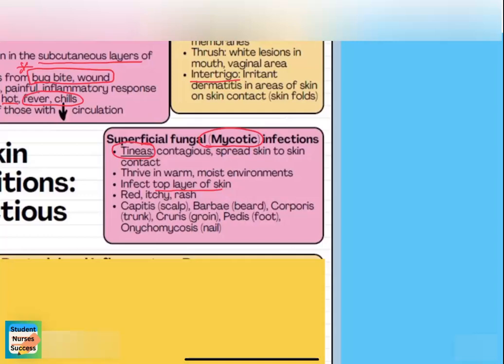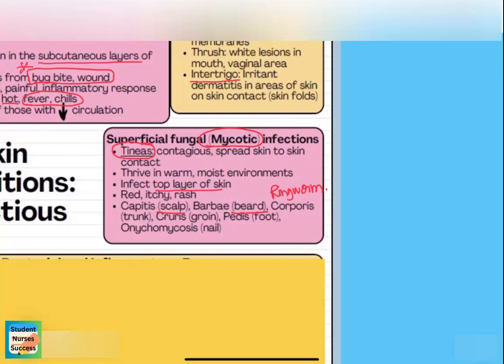And we call them different things depending on where they're located. So, tinea capitis would be on the scalp, and sometimes we refer to that as ringworm of the scalp. Tinea barbae, maybe in the beard area on the face. Tinea corporis is on the trunk, and we often call this ringworm. Tinea cruris is in the groin, or it's sometimes called jock itch. Tinea pedis, often called athlete's foot, in the foot region. Certainly your feet are nice and warm and moist. And onychomycosis is if it's in the nail.